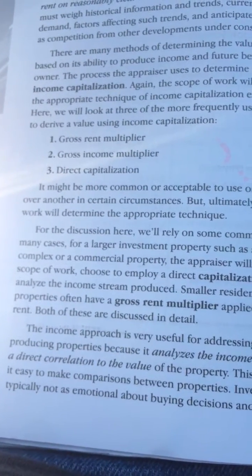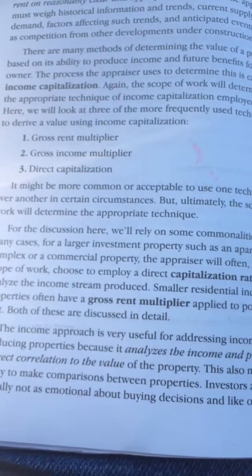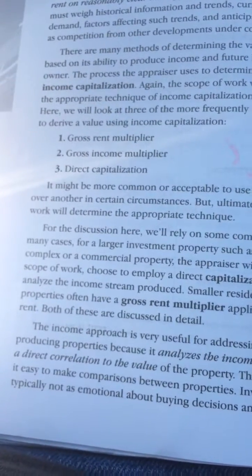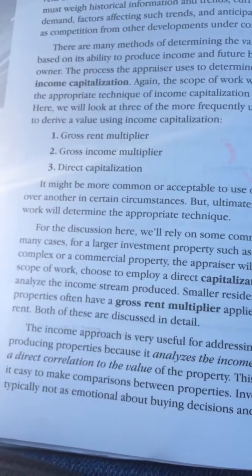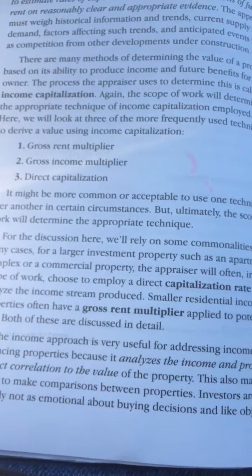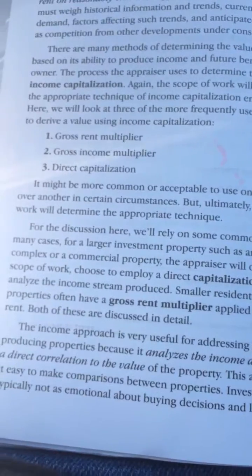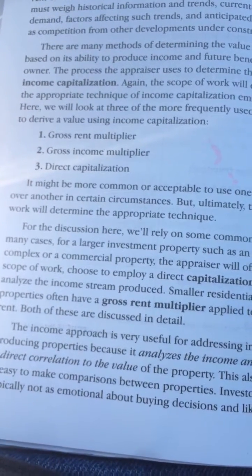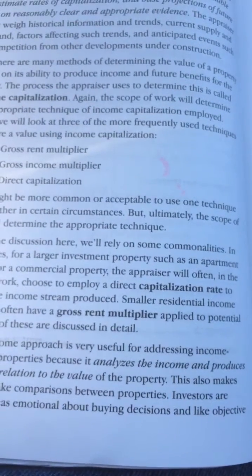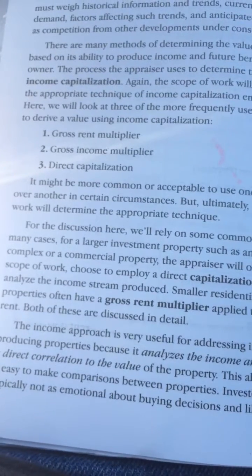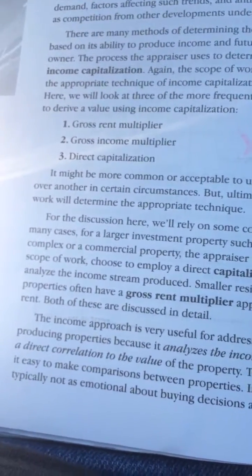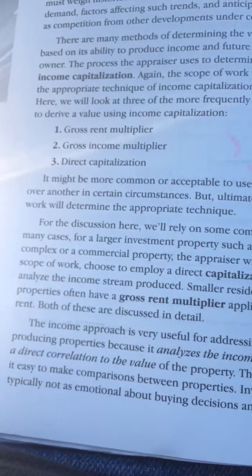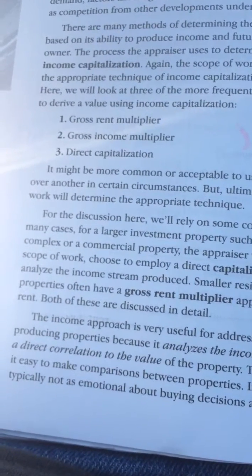In many cases, for larger investment property, such as an apartment complex or commercial property, the appraiser will often, in the scope of work, choose to employ a direct capitalization rate to analyze the income stream produced. Smaller residential income properties often have a gross rent multiplier applied to potential rent. Both of these are discussed in detail.